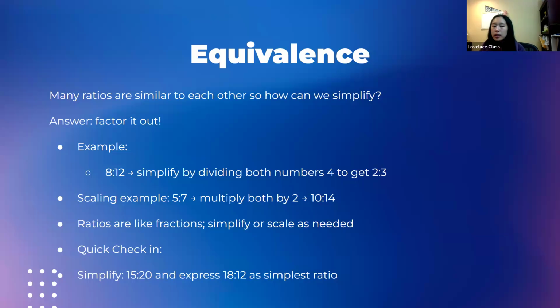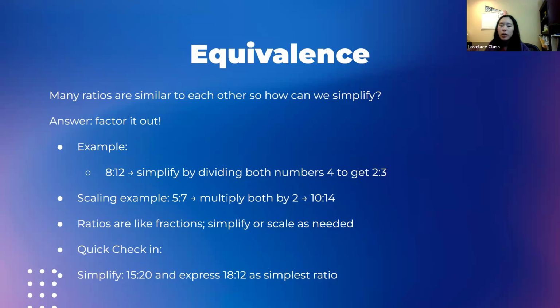Or for scaling, for example, I think the easiest way of explaining this is if you're baking something and for 1 batch of cookies, you need 5 bags of flour and 7 cups of sugar. Well, if we're making 2 batches, how much? So then you multiply that.